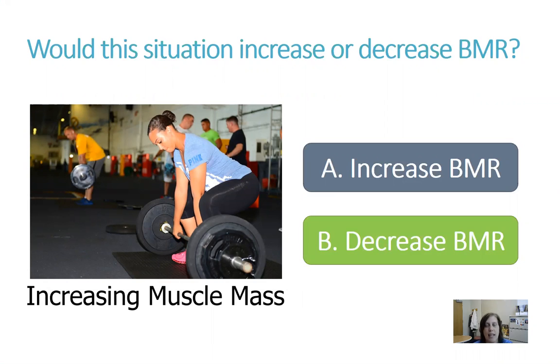Now, of course, we can help to maintain lean muscle mass by exercising and eating protein as we age. But the natural course of aging is we are going to lose some lean protein, therefore our basal metabolic rate will go down.